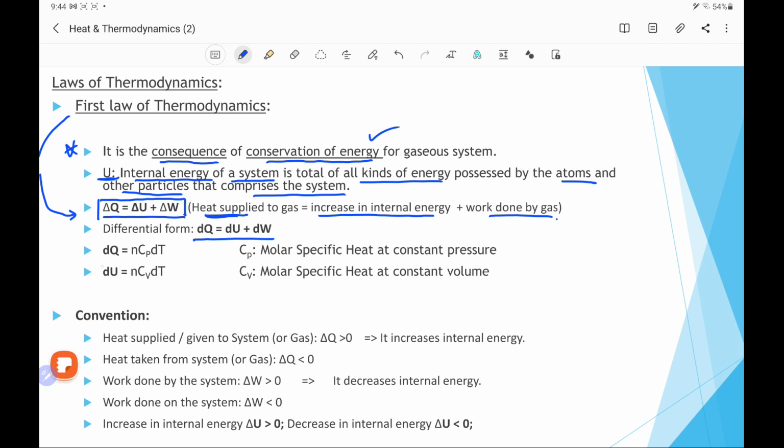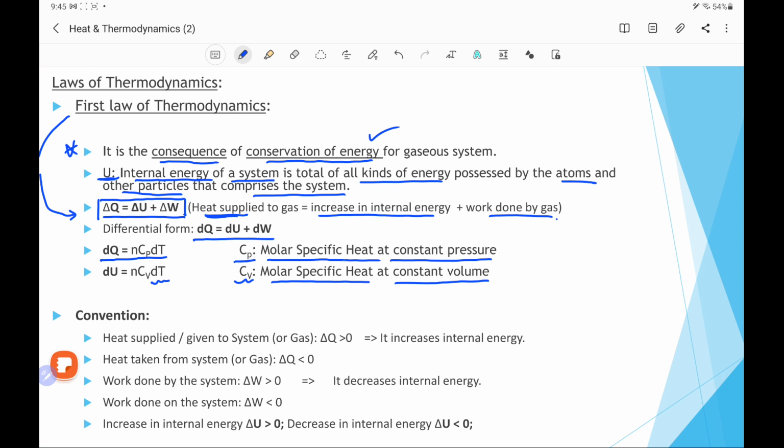Here dQ is equal to n Cp dT. Here n is the number of moles, dT is the small change in temperature, and Cp is the molar specific heat at constant pressure. Similarly, dU, that is the small change in the internal energy due to the change in temperature dT, is given by n Cv dT. Here Cv is the molar specific heat at constant volume.